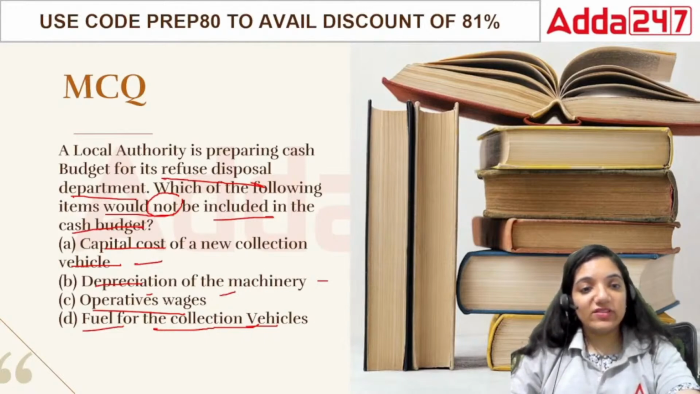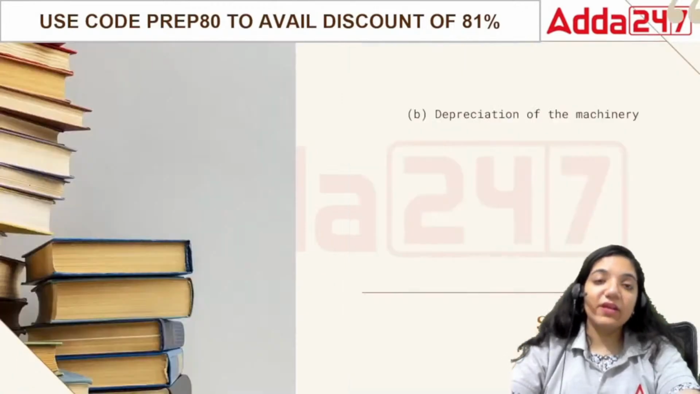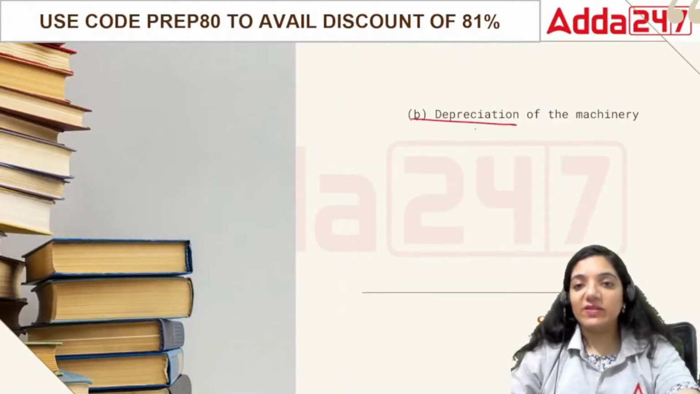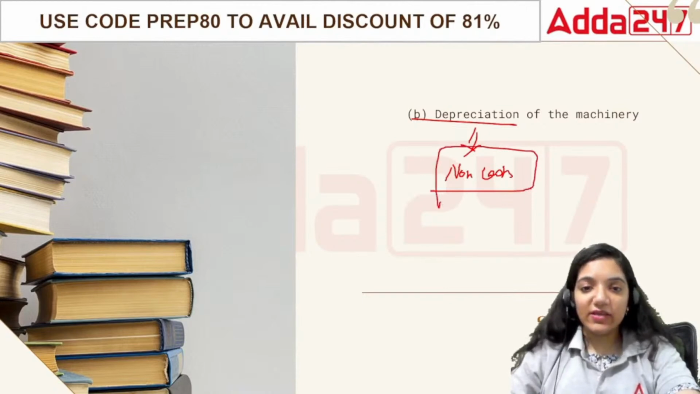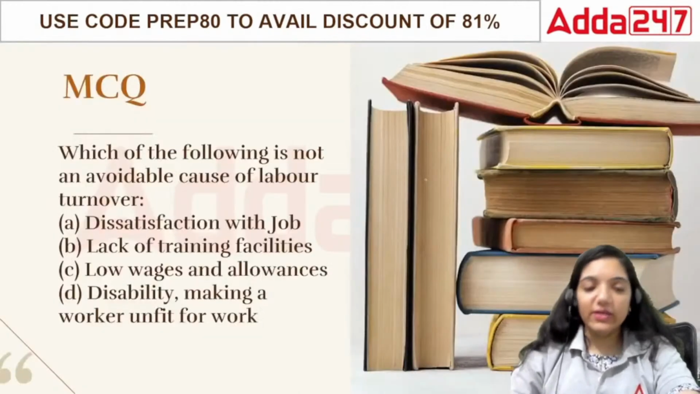So first is capital cost of new vehicle, depreciation, operative wages, or fuel. In this case I would say fuel is definitely very important. Cash budget will not include B. Depreciation is not a part of the cash budget at all. That's the simple rule, because depreciation is a non-cash expense. If I'm using my phone, its value is decreasing day by day. That's a non-cash thing, not a cash thing. So how do we conclude it? Depreciation can be stated as a non-cash expense, so it should not be included in the cash budget at all.